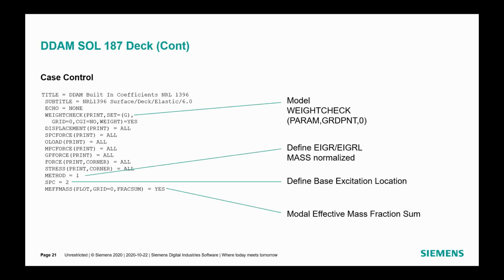Within the case control deck itself, it's a very simple case control. It looks just like a modal solution. We have a method card and an SPC card. One of the things that's always good to do is to turn on your weight check so you can see if your model looks like it's supposed to. But the thing to remember is the modes have to be mass normalized, and that is the default for Femap, so unless you change it, it's going to be proper. Another thing I frequently do is request modal effective mass fraction, and that can be very useful to make sure you get the number of modes included for your DDAM analysis. And I think they recommend 80%.